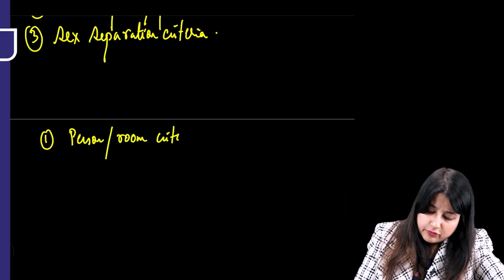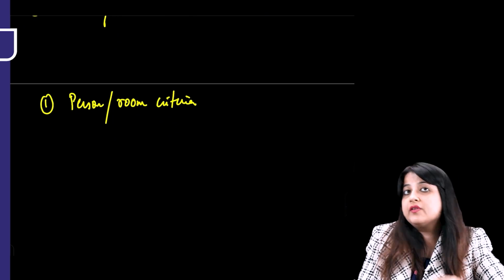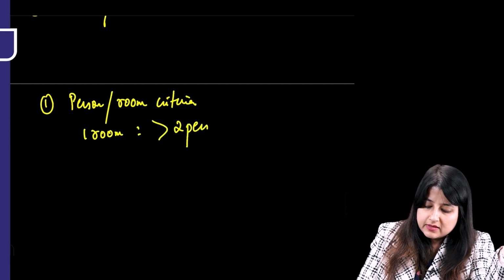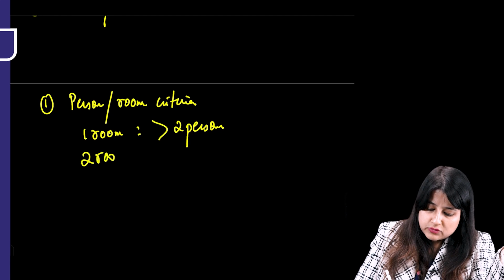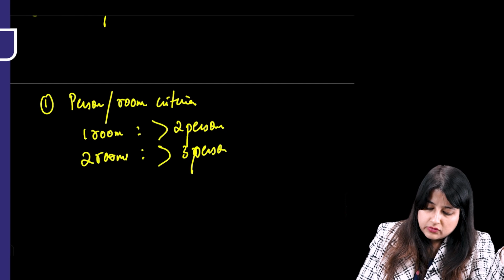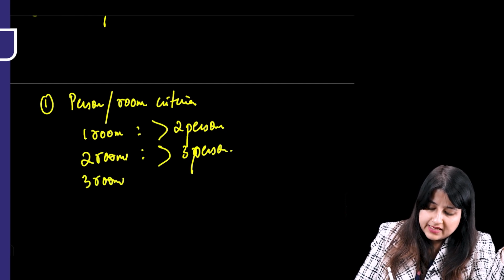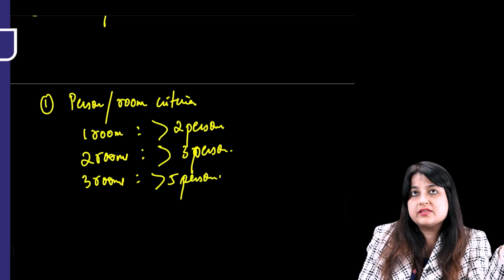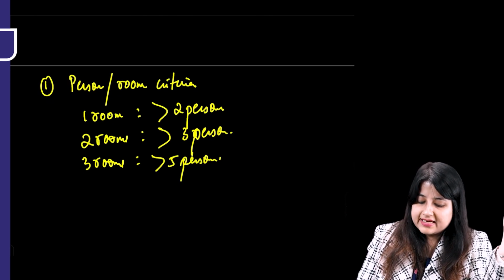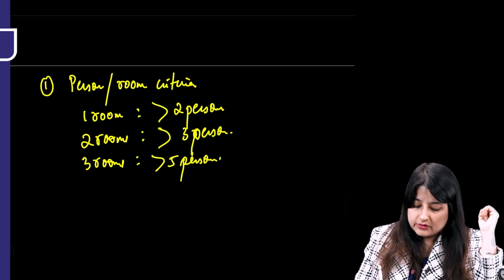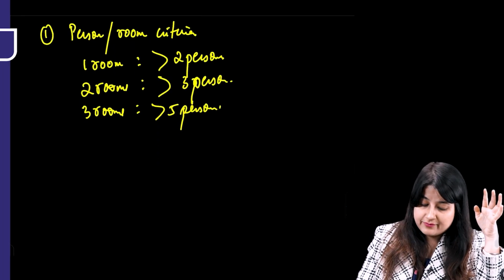So, when you talk about the person per room criteria, overcrowding will be seen if in one room we have more than 2 persons. If in 2 rooms, there are more than 3 persons. If in 3 rooms, there are more than 5 persons. That is person per room. So overcrowding is said to be present if in one room there are more than 2 persons, in 2 rooms more than 3, and in 3 rooms more than 5.